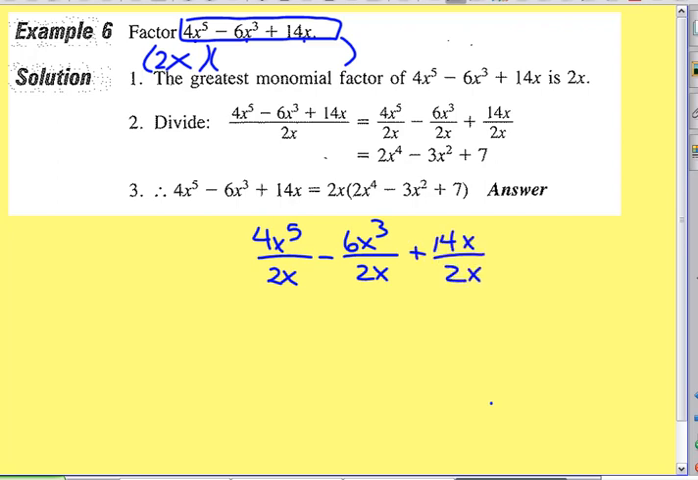Yes? Tucker, let's make up some time here. What happens with the 4 and the 2? It becomes 2, and what do we get with the variable? X to the 4th. The top has 4 more.